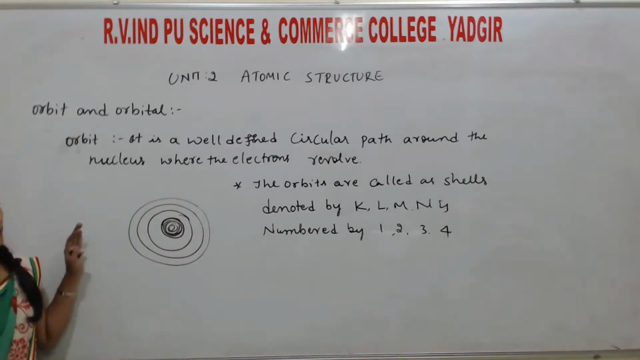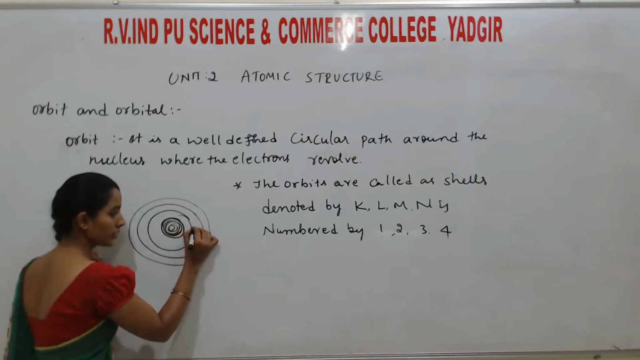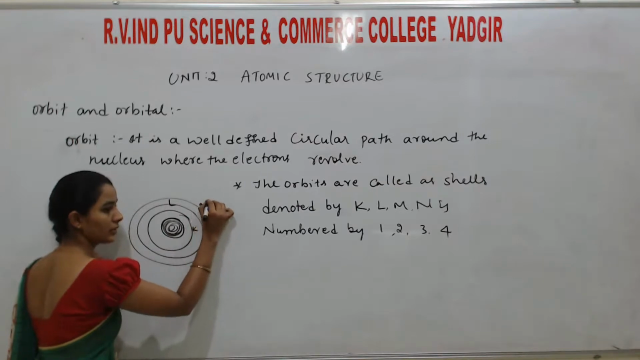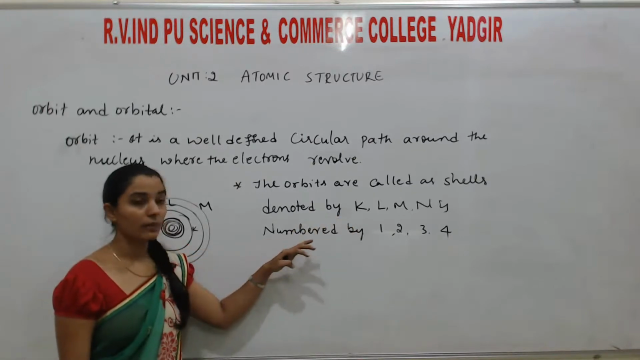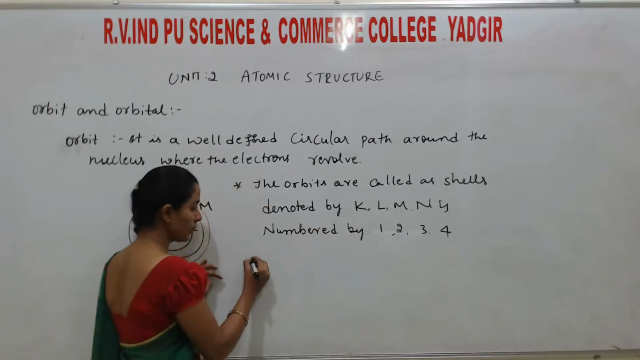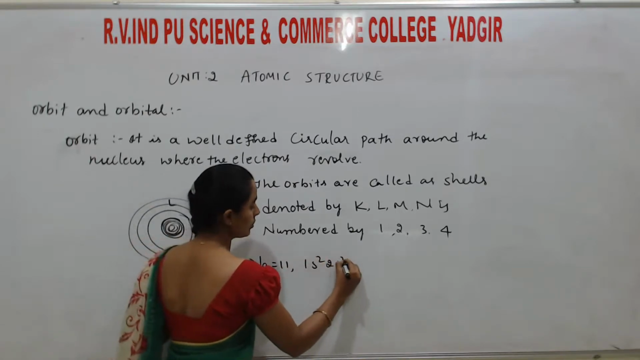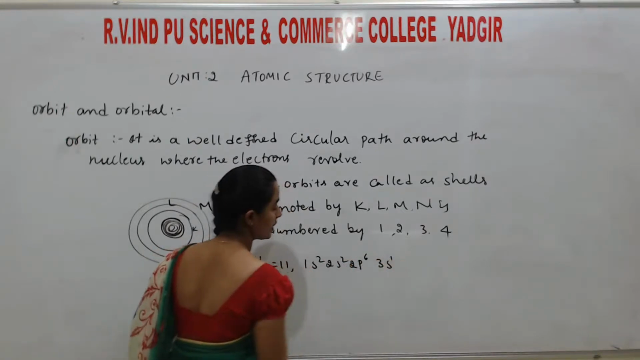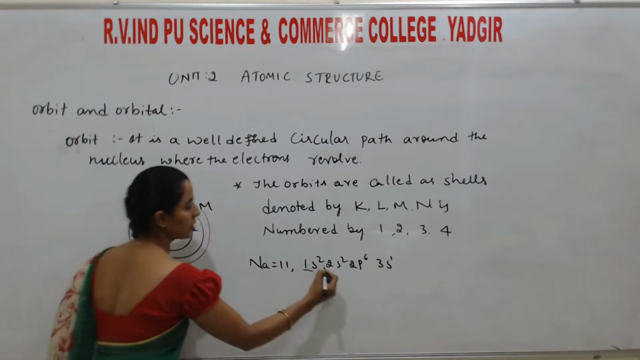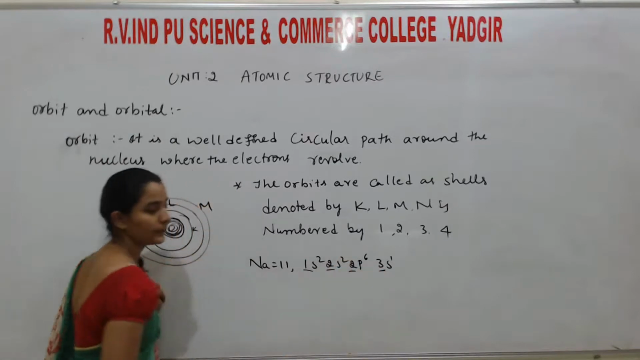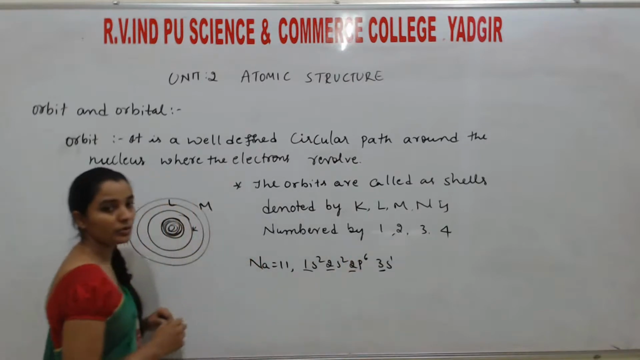Okay, students. So the orbits are called as shells. So here, this is the nucleus, the next shell is K shell, this is L shell, this is M shell. So K, L, M, N shell is there, denoted by K, L, M, N and numbered by 1, 2, 3, 4. For example, as I told you, atomic number of sodium is 11. We write it as 1s2 2s2, 2p6, 3s1. Correct? Here we number K shell as 1, L shell as 2, next M shell as 3. Okay, understood?